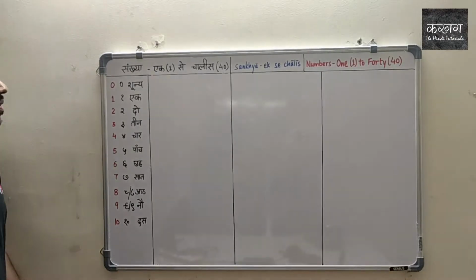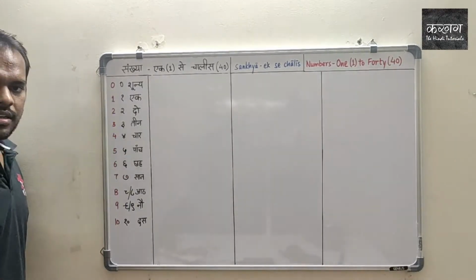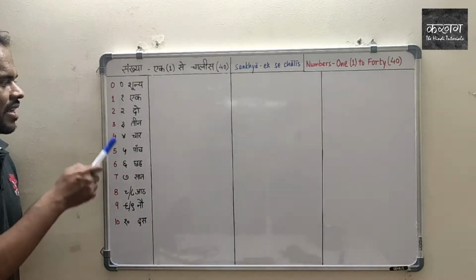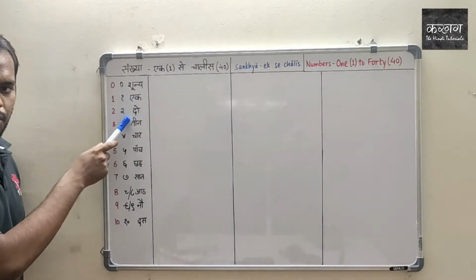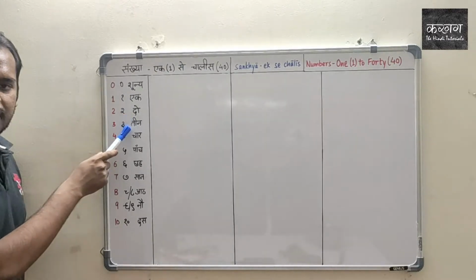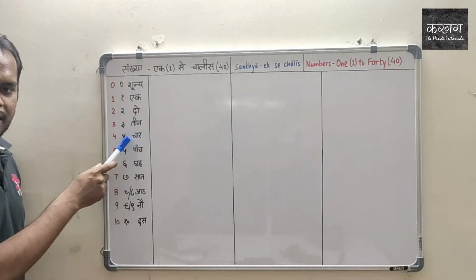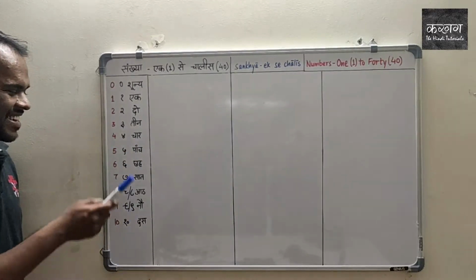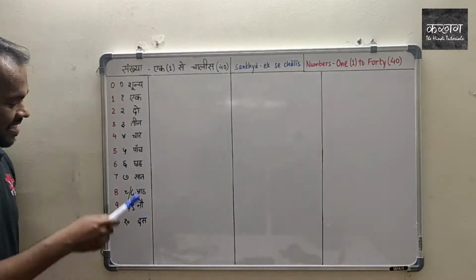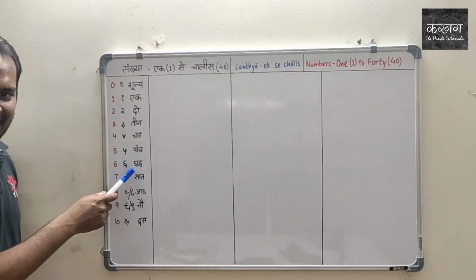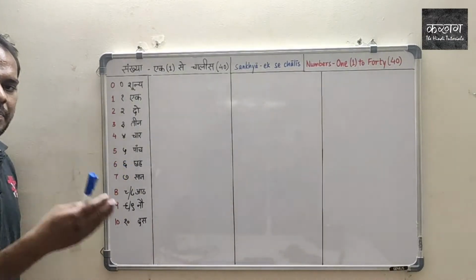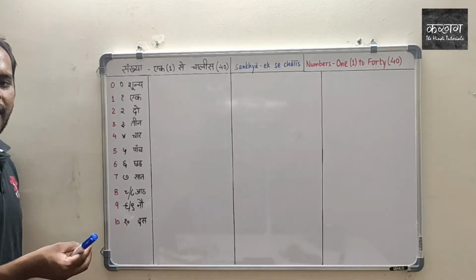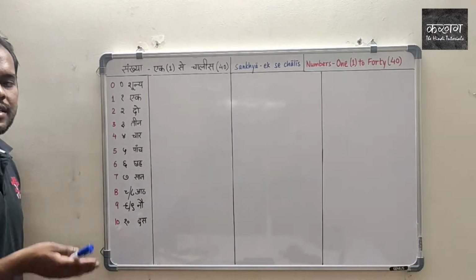Okay? So, shunya, with a long vowel. Ek, do, teen, char, panch, with a nasalized vowel. Chhe. In eastern parts like Bihar, people pronounce it chha because their language is Bhojpuri. But in Hindi, it is chhe.